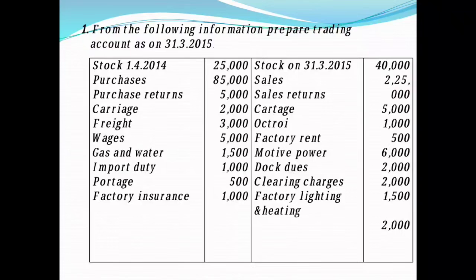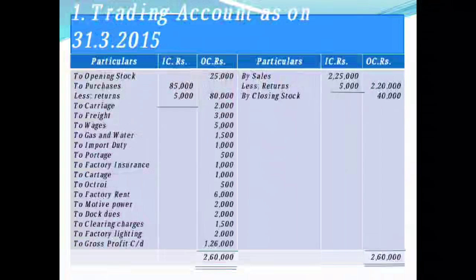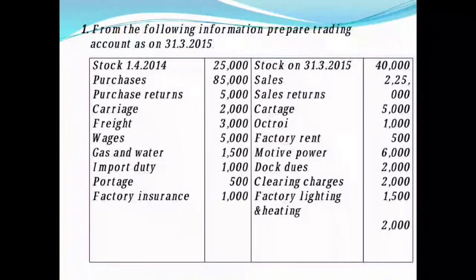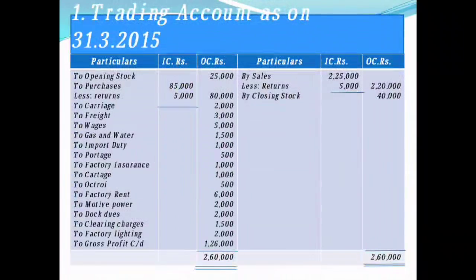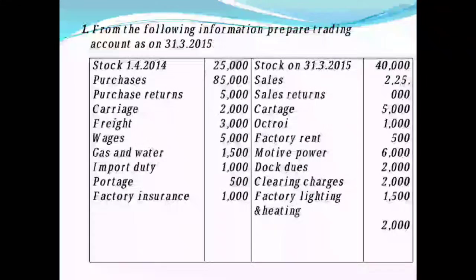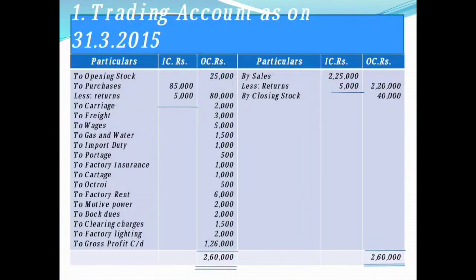Okay, the next you have carriages 2,000. It is a expense, direct expense, so you are going to record debit side. To carriages rupees 2,000. The next you have freight. It is also direct expense 3,000, which you are going to record debit side of the account. To freight rupees 3,000. The next you have wages rupees 5,000. It is also direct expense, so you are going to record debit side.